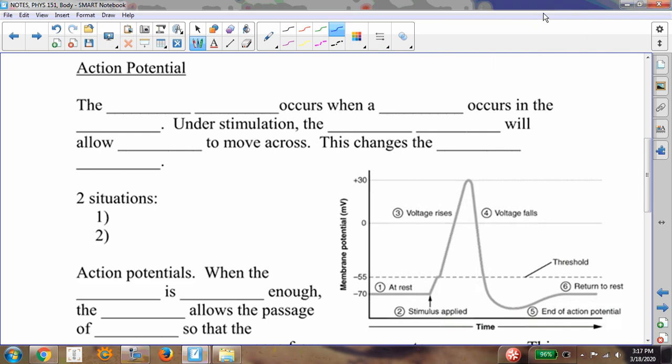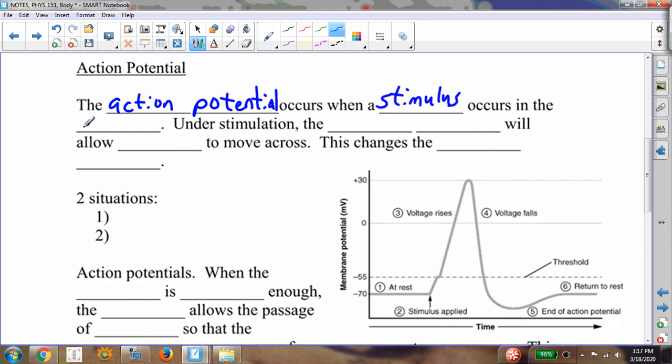Okay, the last topic in this chapter is about the action potential. So the action potential occurs when a stimulus occurs in the neuron. Action potential. We've already had resting potential, and now this is another potential that you'll need to know. An action potential occurs when a stimulus occurs in the neuron. So something happens in the body that stimulates the neuron in some way.